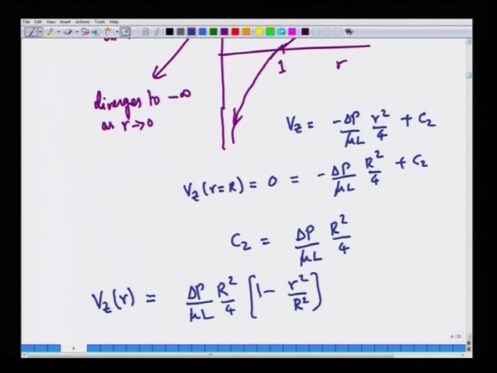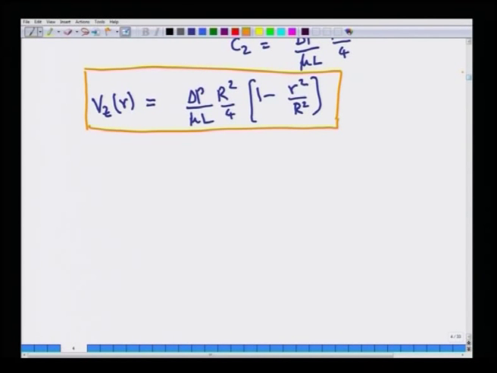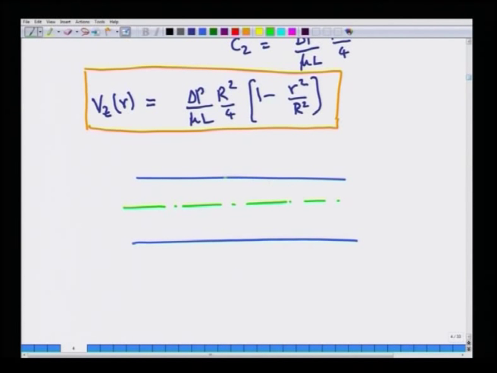This is the final expression for the velocity profile in the pipe. Just as in the channel, the velocity profile is parabolic about the axis. So the velocity is 0 at the wall and maximum at the center of the pipe.